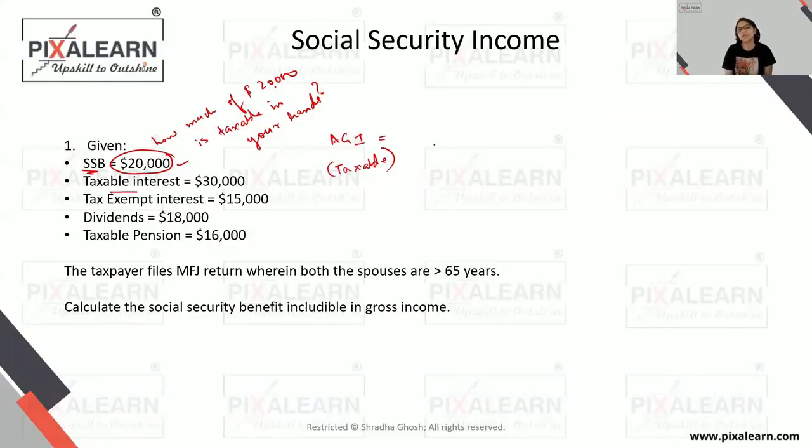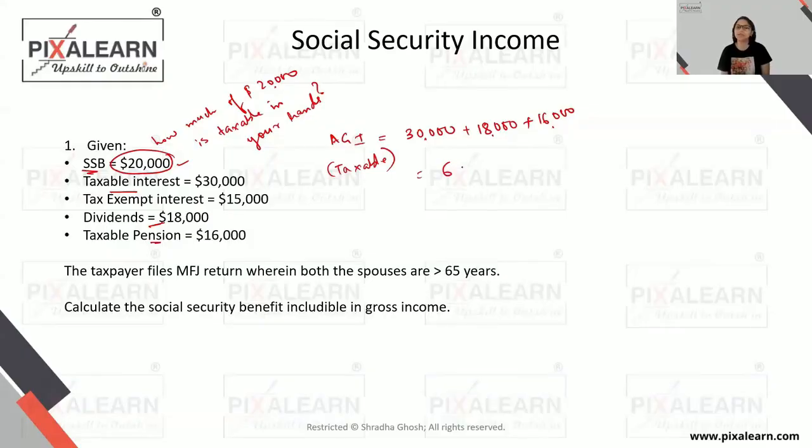So this is taxable interest. I will take 30,000. I will have dividend 1,000, and I will have taxable pension of 16,000. Why not taxable pension? Be very mindful when you're doing the questions, okay? Just give me the figures for this, guys, okay? I think it is 64,000.